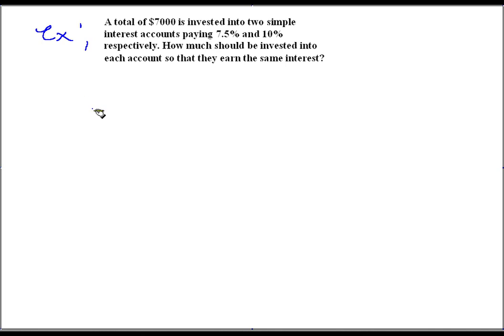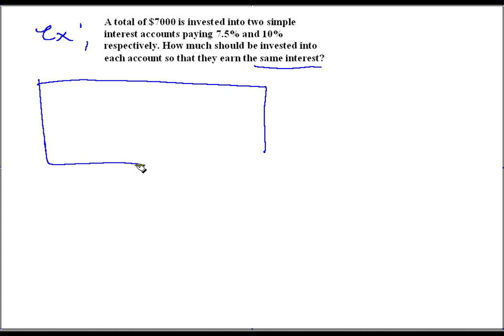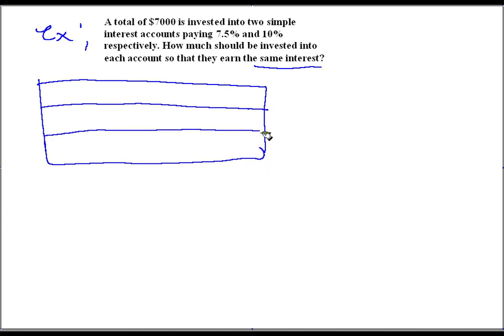Alright, let's look at this problem here. A total of $7,000 is invested into two simple interest accounts paying 7.5% and 10% respectively. How much should be invested into each account so that they earn the same interest this time? Alright, so let's make our table here. Three rows in it. Principal, P, times interest rate, R, is equal to interest.